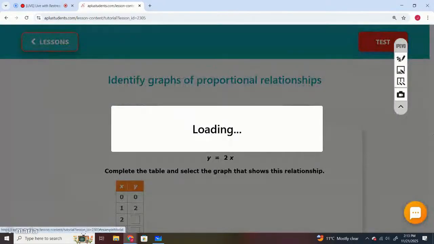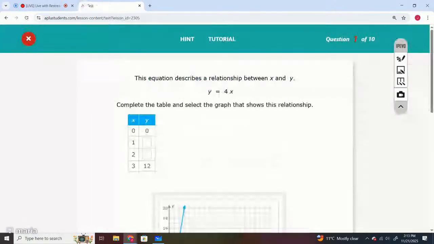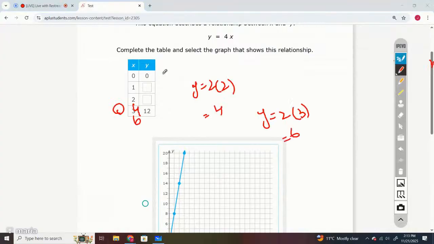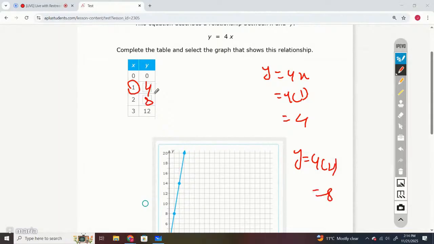Let's just start with the test questions. This equation describes the relationship between x and y, with y equals 4x, right? So complete the table and select the graph. The first thing we're going to do is complete the table. So y equals 4x. When x is 1, 4 times 1 is 4. So when x equals 2, y equals 4 times 2, that is 8. So when x is 2, y is 8.